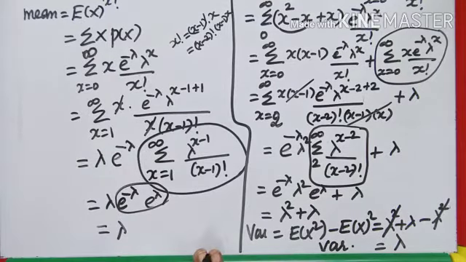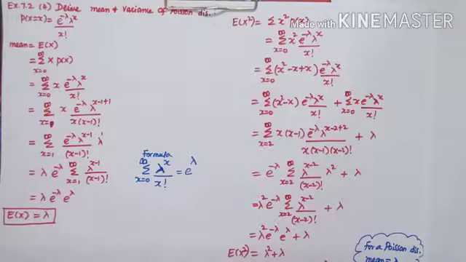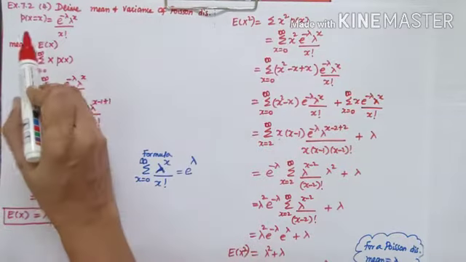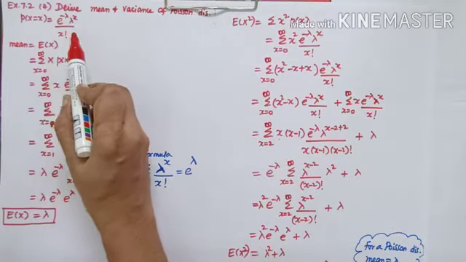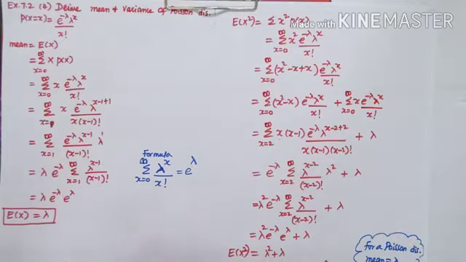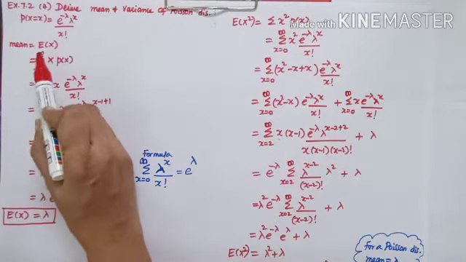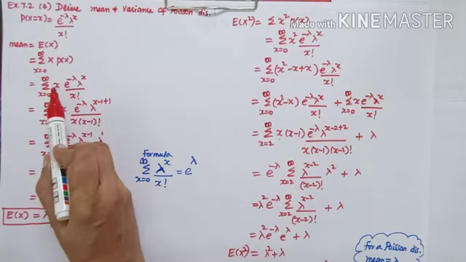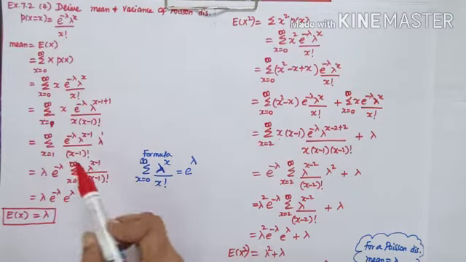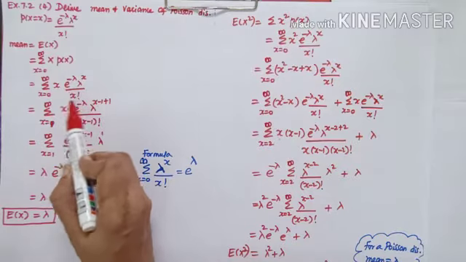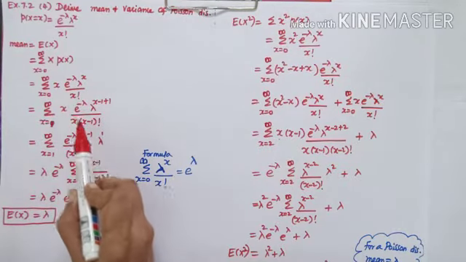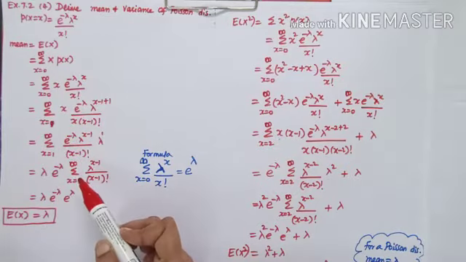Being a 5-mark question, let us go through the steps once again. Poisson distribution, the formula is e power minus lambda, lambda power x by x factorial. To find the mean, it is e of x, sigma x into p of x. X into p of x we have copied. How to write this x factorial? Previous number factorial, that is x minus 1 factorial into x.